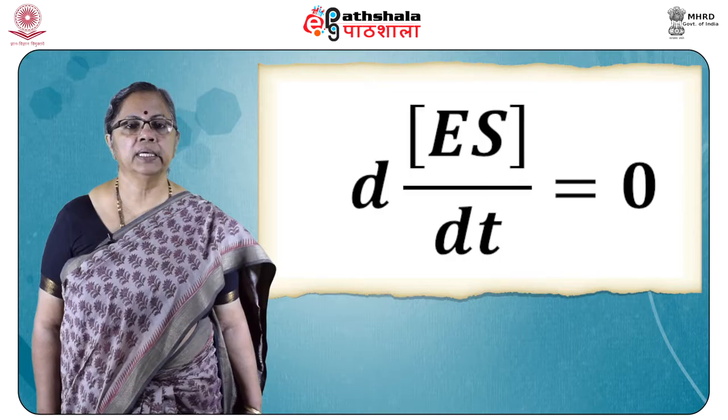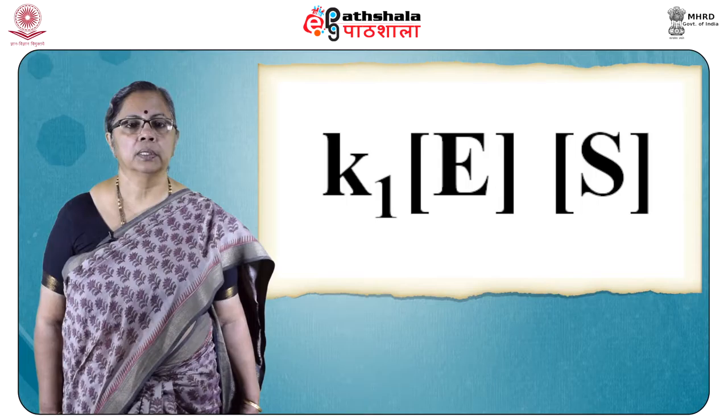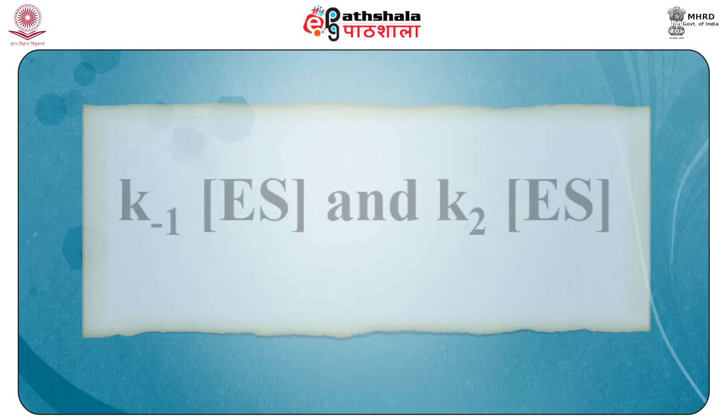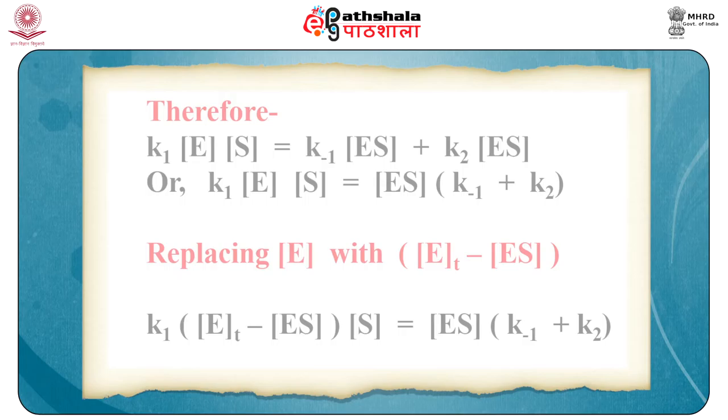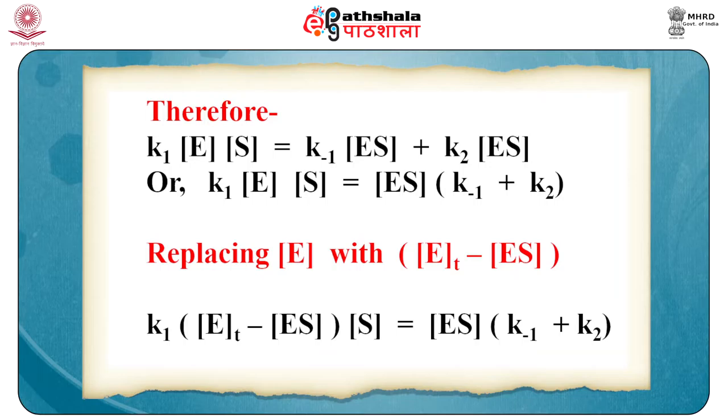Reaction leading to ES formation: k1 times E times S. Reactions removing ES: k-1 times ES and k2 times ES. Therefore, k1 E S is equal to k-1 ES plus k2 ES, or rearranging, k1 E S is equal to ES times (k-1 plus k2).